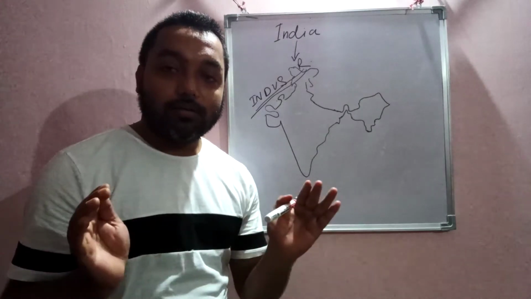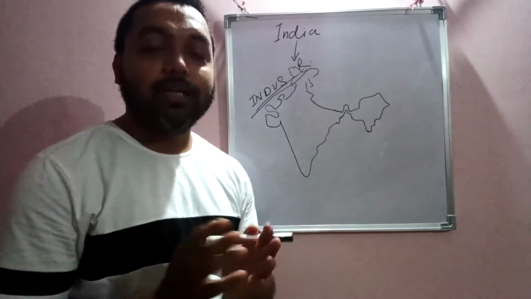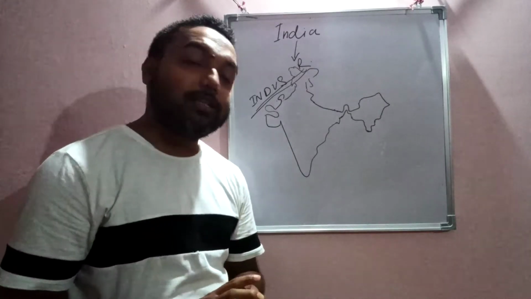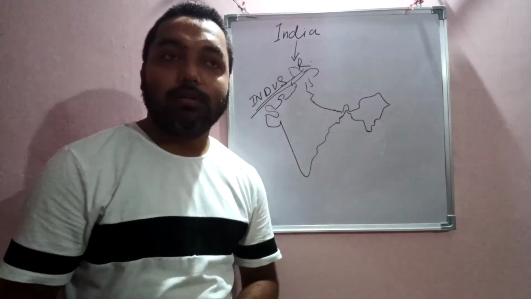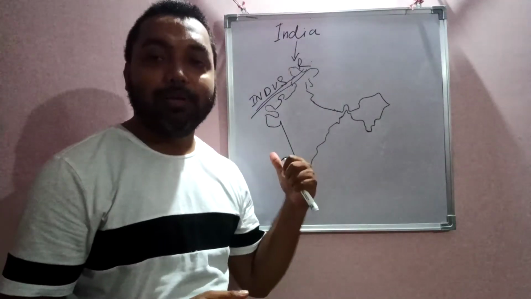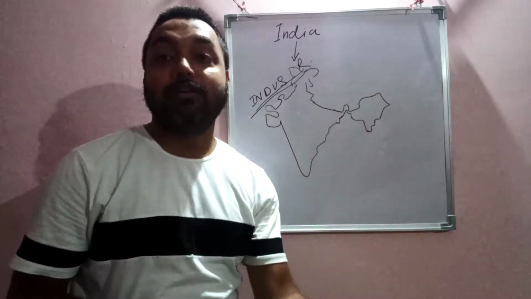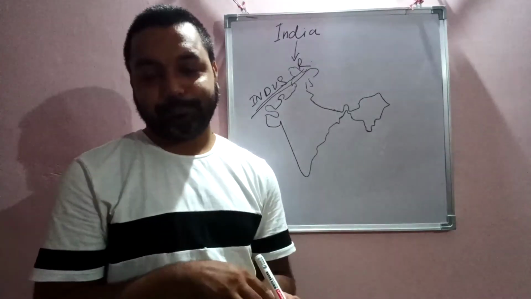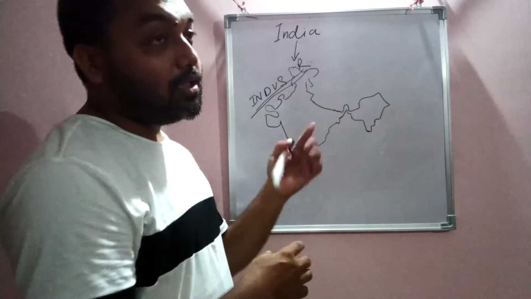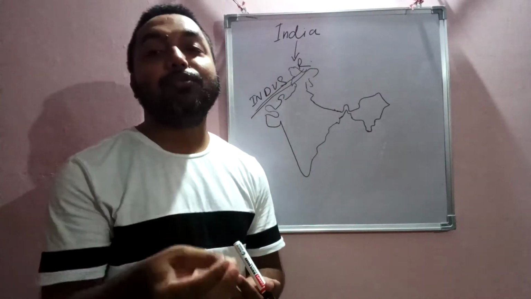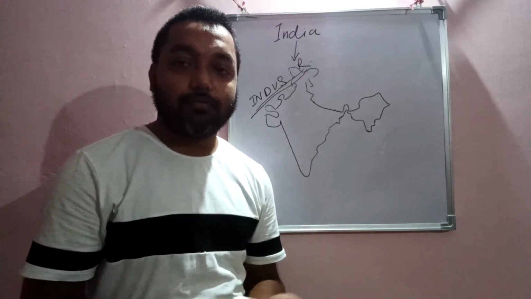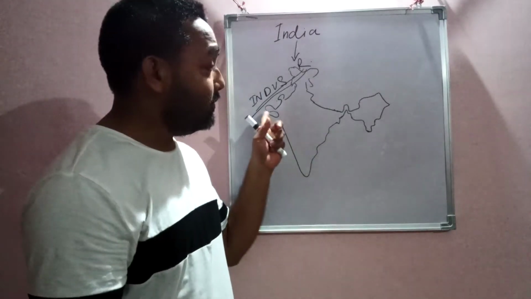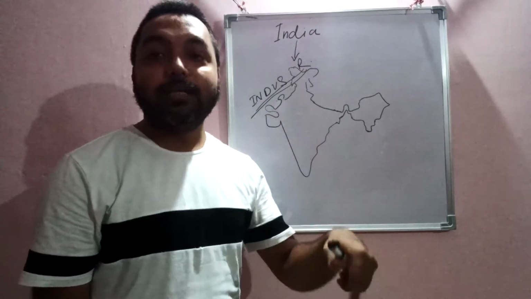Then when the Mughals came, or the people from the Middle East, they gave this name to the land where these Hindu people live. People who lived beside the river Indus were called Hindu, and where the Hindu people live was given the name Hindustan. Later on, when the Britishers came, they changed this name to India, because from the Indus River came India. So basically the name India came from the river Indus.